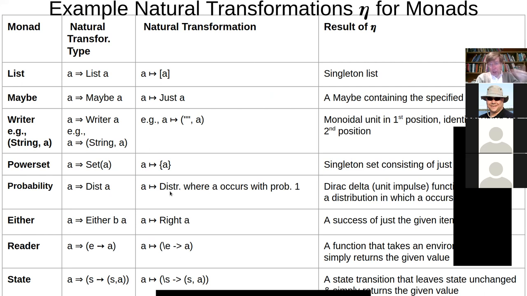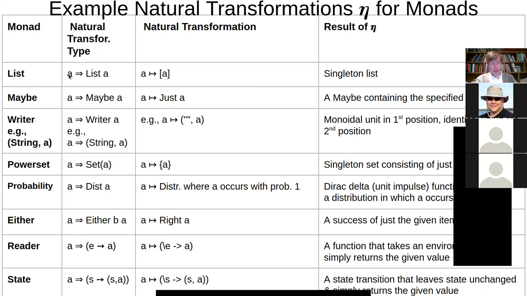And these things are not arbitrary. We'll see, it has to be this way. They have to be defined this way to be consistent with the monad laws, which we'll get to again in just a minute. We saw them a bit last time. With probability distribution, here we take in a value 3, and we return a Dirac delta function centered on that value. So it has the value 3 with probability 1, and there's no chance of anything else happening. For either, it's just Right of 3, et cetera. So these are things which inject a traditional value into the monadic domain.